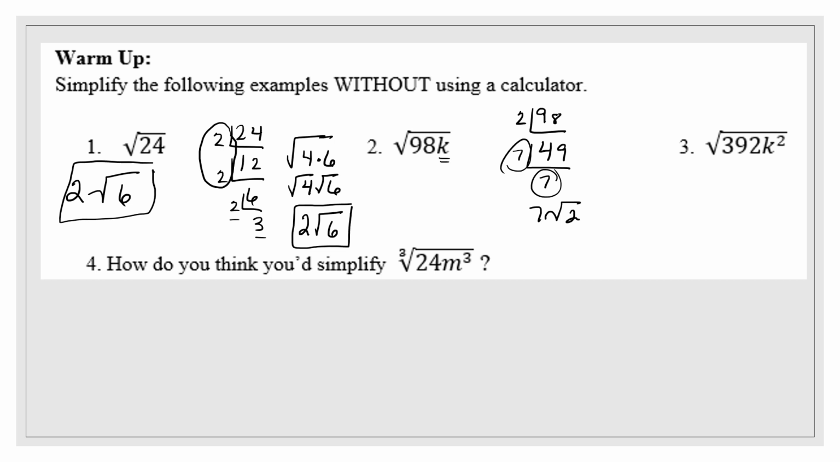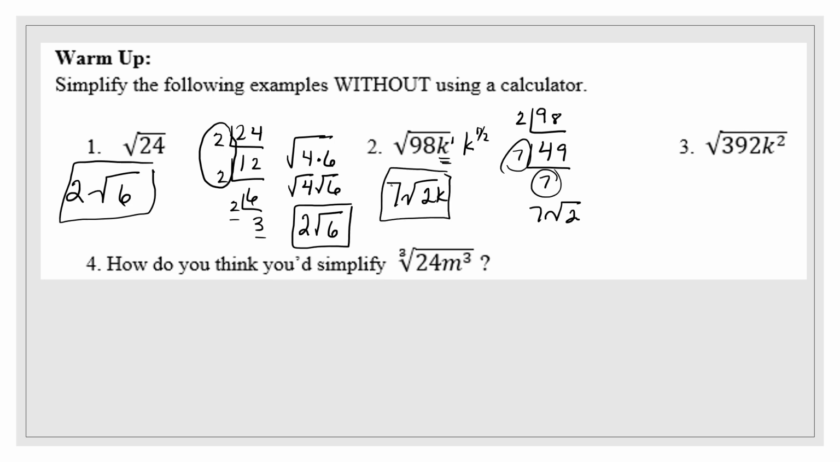Now you need to look at your variable. If the variable has a power of the index or greater, then it can be simplified. This is k to the first power. So remember, if we rewrote it as a rational exponent, that would be k to the power of 1/2. That does not simplify, so we're going to leave that one under the radical. So the square root of 98k simplifies to be 7 multiplied by the square root of 2k.